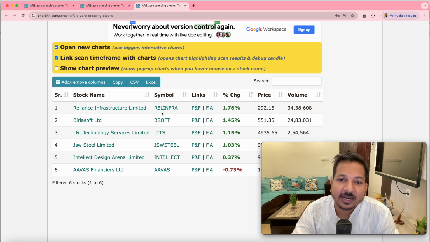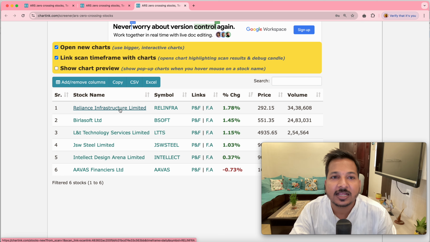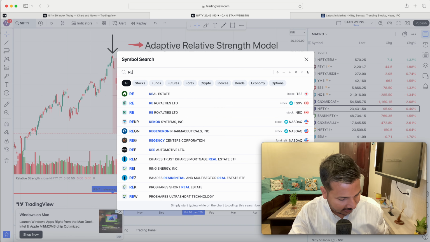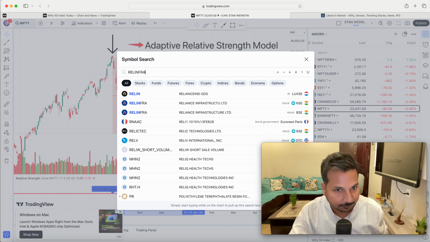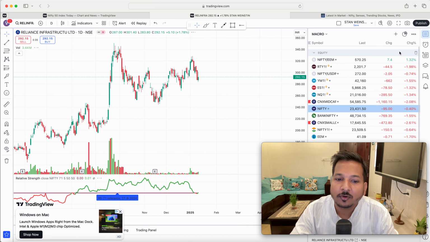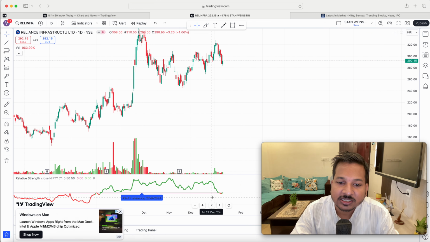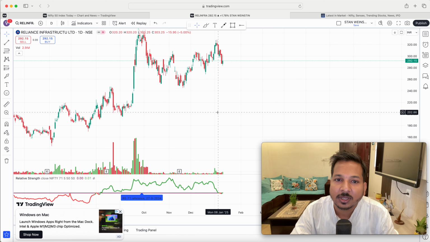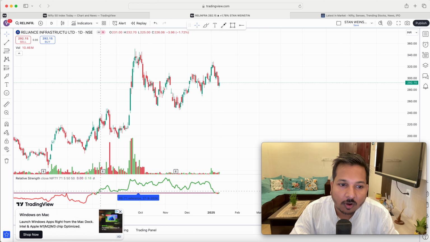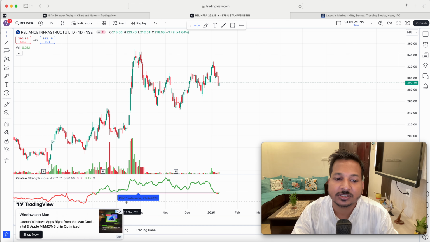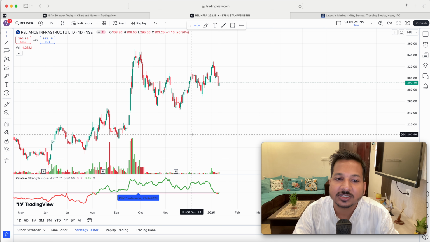For your better understanding, I will open this chart. REL Infra, Reliance Infra. So we'll open from here Reliance Infra. If you open this, you see that it has just crossed the zero line from the bottom, and earlier it was also positive, then it went down, then again it is crossing the zero line. Okay, one thing is clear.